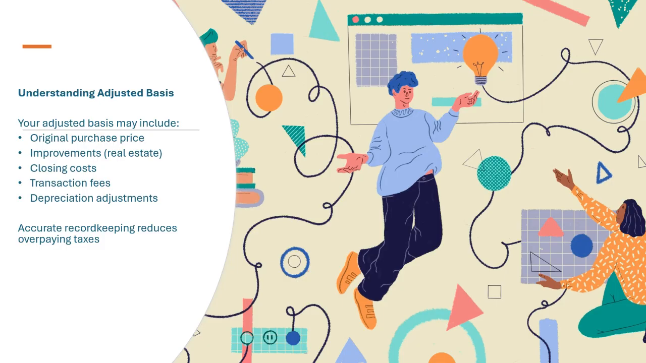For real estate, for example, your basis may increase if you added a new roof, remodeled a kitchen, or added square footage. Those improvements increase your basis, which lowers your taxable gain. On the other hand, if you claim depreciation on rental or business property, your basis may decrease. That's why record keeping is critical. The difference between what you paid and what your adjusted basis is can dramatically affect your tax bill.